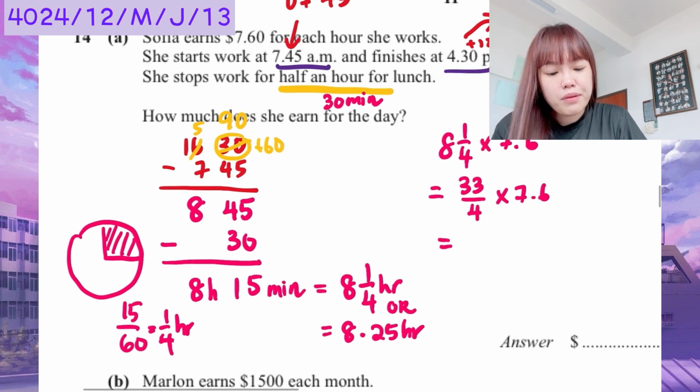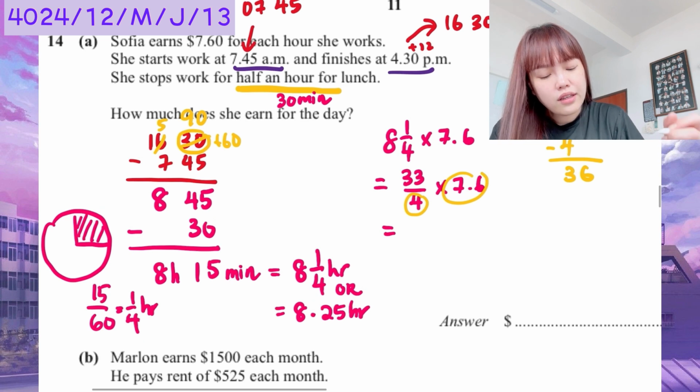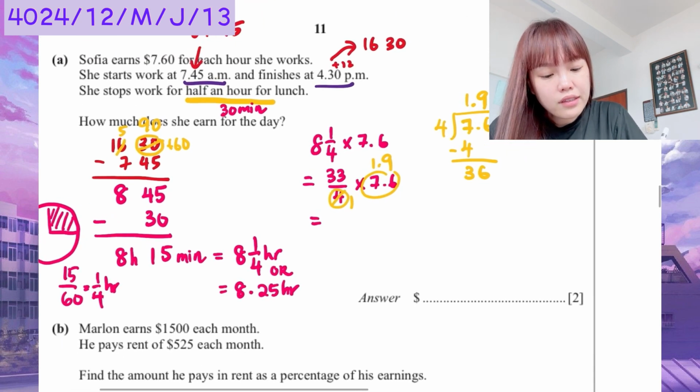Okay, and then I simplify first. 4 and 7.6 means I divided by 4 first. So this is 1, this is 1.9. Okay, and then 33 times 1.9.